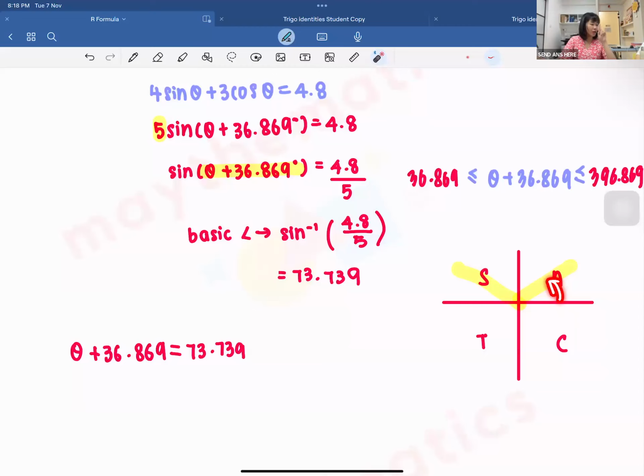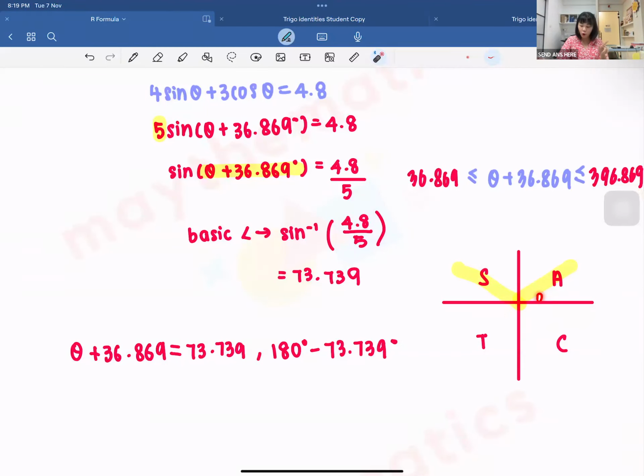Now to get the angle in your second quadrant, Bernice, can you tell me how do I get the angle in the second quadrant? Yes, 180 minus the basic angle 73.739. Now you might think you're done. Don't forget your range. Can you see you went up to 396? Remember when you go one round at 360? So 396, what does it mean? Means it might go one more round.